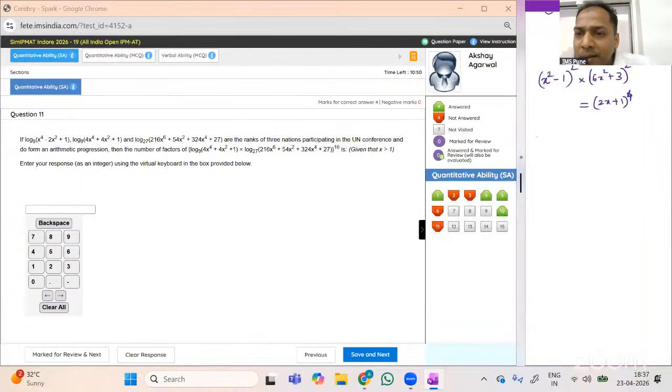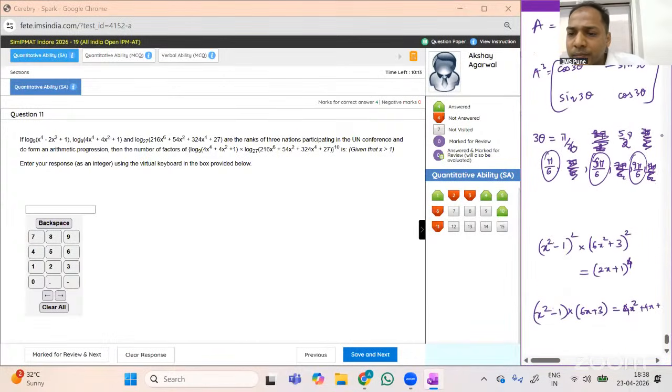Therefore, okay, taking square root on both the sides. If I were to take the square root, wouldn't be allowed. Yeah, this is the whole square. This is the whole square. Product of two perfect squares should be positive only. So maybe, you know, I'll just take it x square minus 1 into 6x square plus 3 is equal to 4x square plus 4x plus 1.